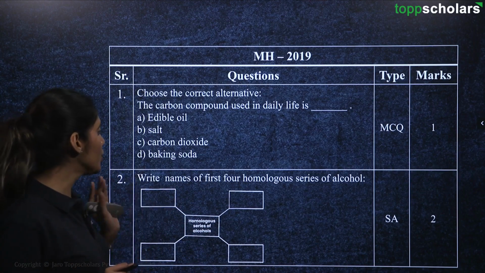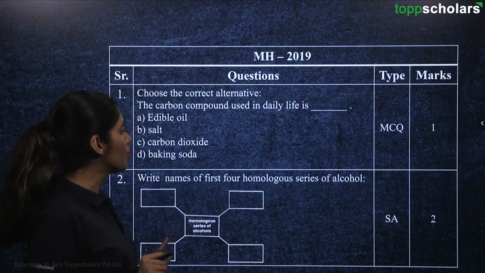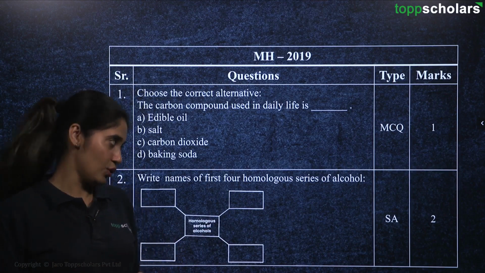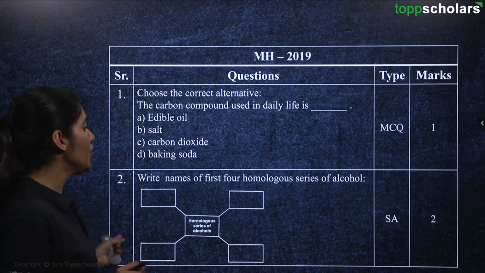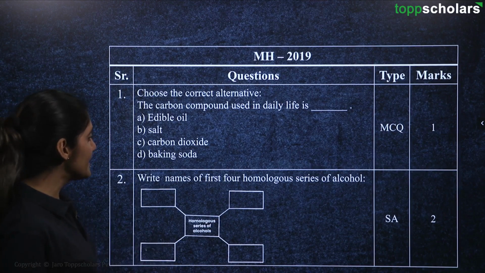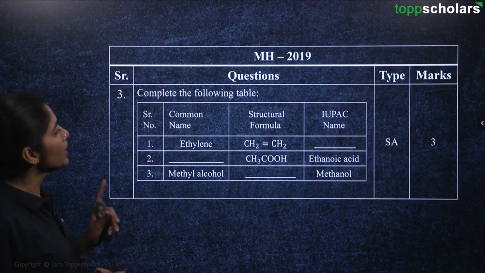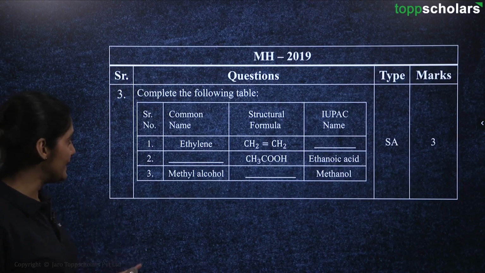So, we will have to fill in the first 4 members of the homologous series of alcohol: 1 carbon, 2 carbon, 3 carbon and 4 carbon, right? So, now we will be able to answer this question easily. Now, let's move on to the third question asked in 2019.